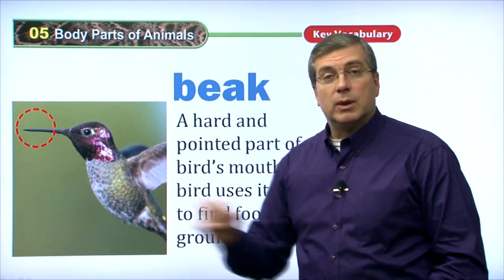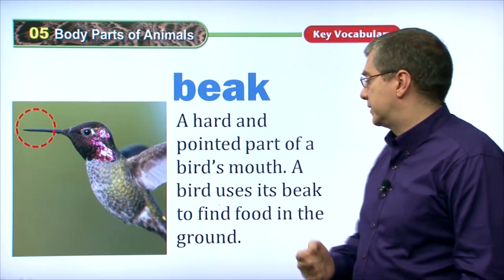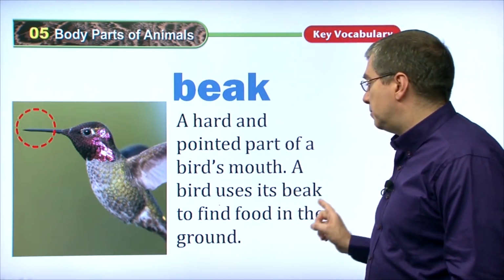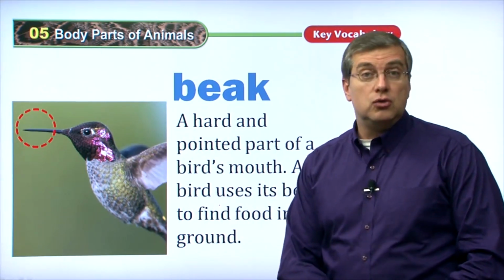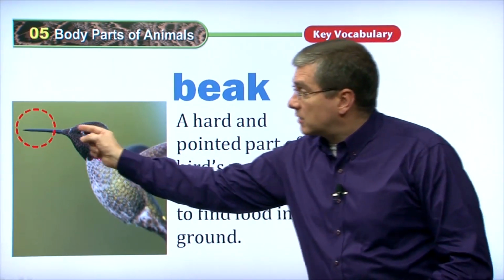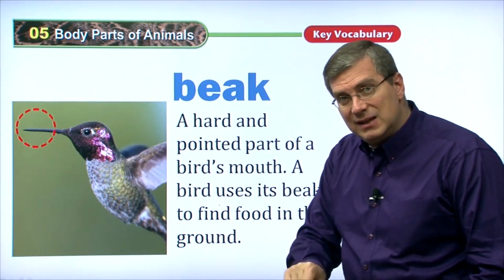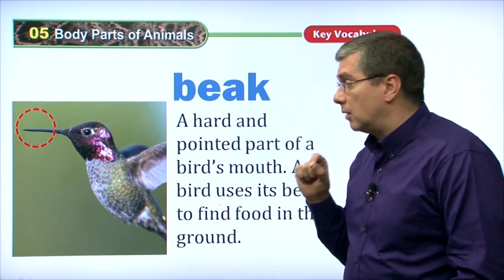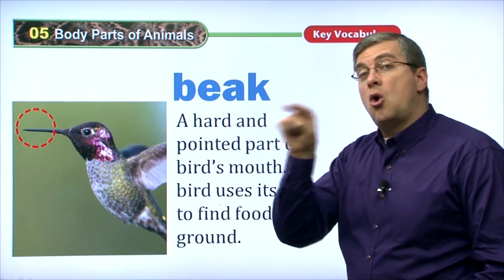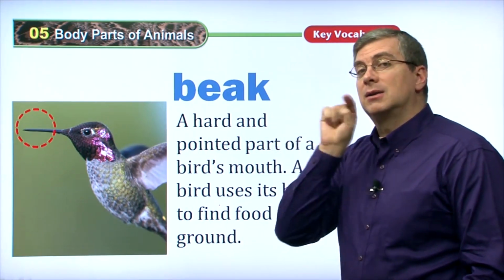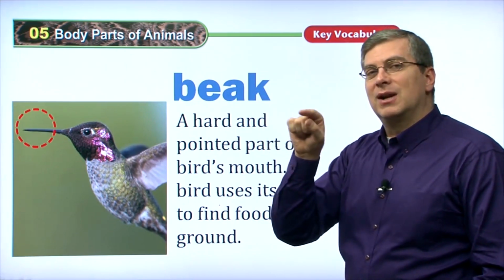Now, different birds will have different shapes and different sizes of beaks, right? A bird uses its beak to find food in the ground. Sure, some birds do that, right? This bird has a long beak, so it can stick its mouth into the ground to find an insect, maybe a worm, and pull it out. Some birds have long beaks so that they can drill a hole in a tree. A woodpecker, tuck, tuck, tuck, tuck, right? He hits the tree. He's looking for insects.